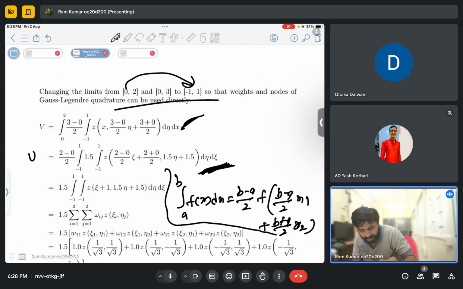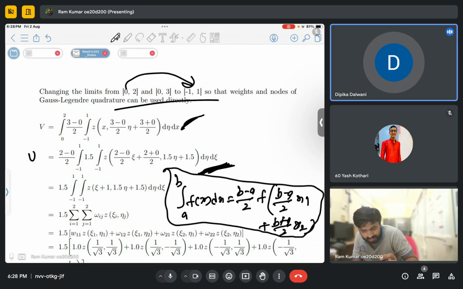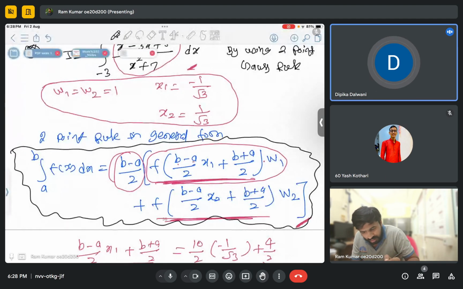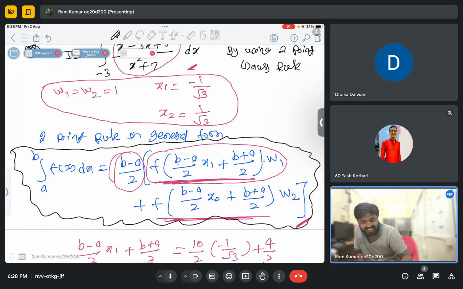using our old method. Here the second term is (b minus a)/2 x1 plus (b plus a)/2, it is x2. No, I missed this. Okay, I will check one second. No, it was not like that which you showed. Yes, see, this is not w1. This is simply (b plus a)/2. Sorry. Okay.